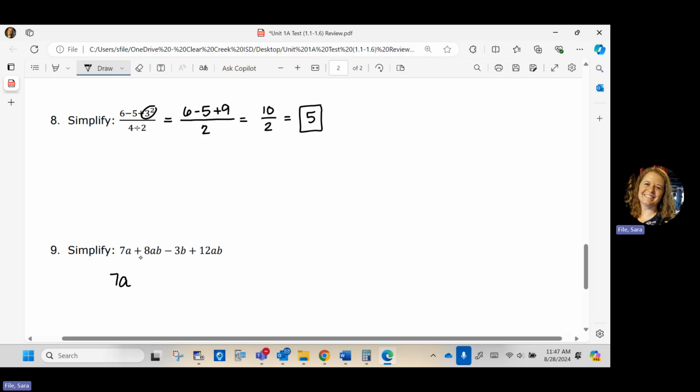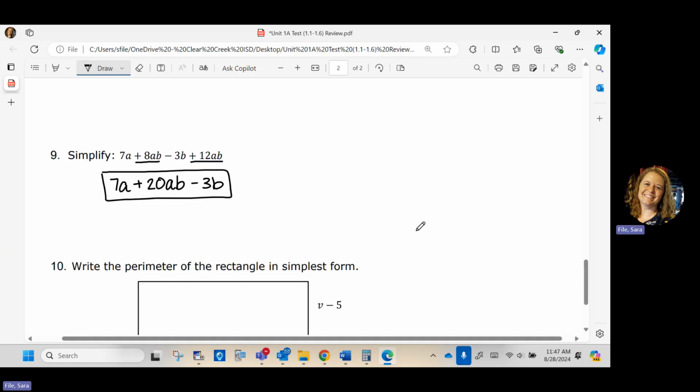Now this next term has AB. There is another AB term. So we have 8 and 12, which is positive 20, AB. And then the 3B, there's no other term that's just B, so it stays as is, negative 3B. That's as much as I can do. There's nothing else to combine. There's no numbers to plug in and evaluate. That's it. That's all they're asking for.